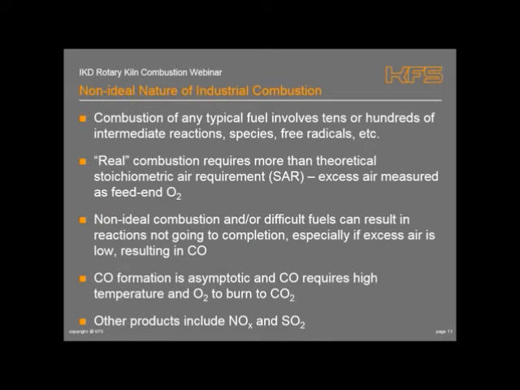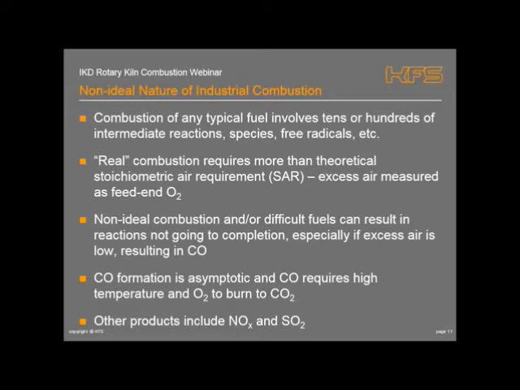Now, industrial systems are non-ideal, and so we have to take this into account when looking at the previous definitions and theories. Combustion of any typical fuel involves tens or hundreds of intermediate reactions, species, free radicals and various intermediate reactions that are taking place. Real combustion requires more than theoretical air requirements, the SAR, and so most operations that you'll be exposed to will run with a little bit of oxygen at the back to ensure that all the fuel is combusted and is consumed within the kiln operation, and there's just a little bit of spare air coming out on top.